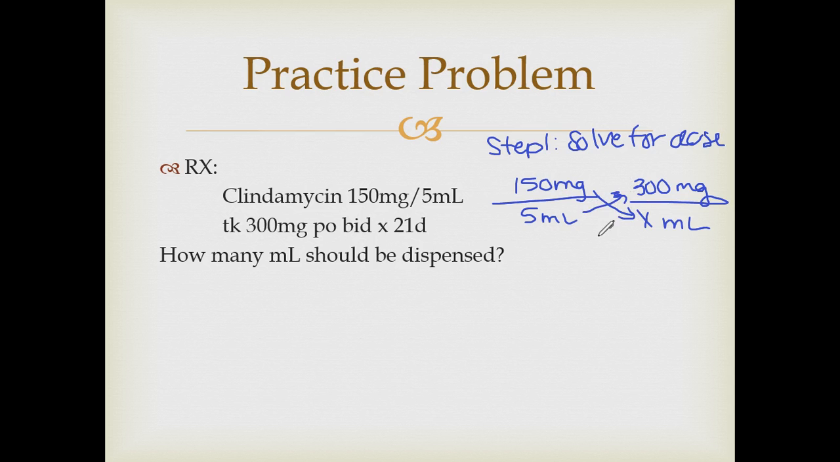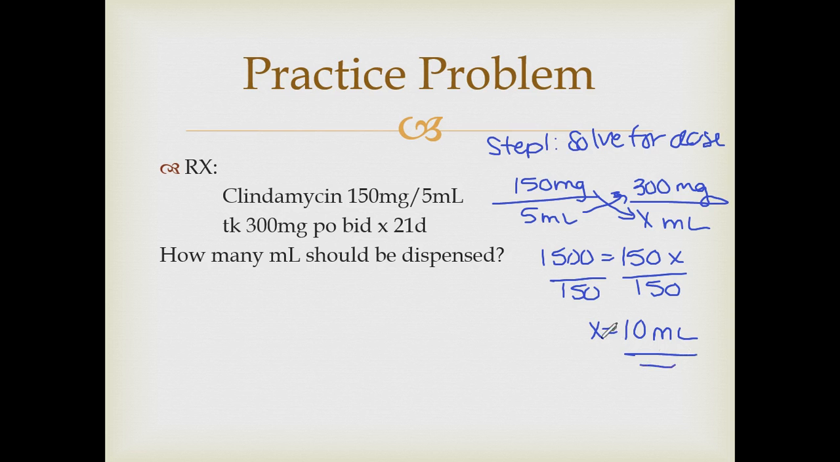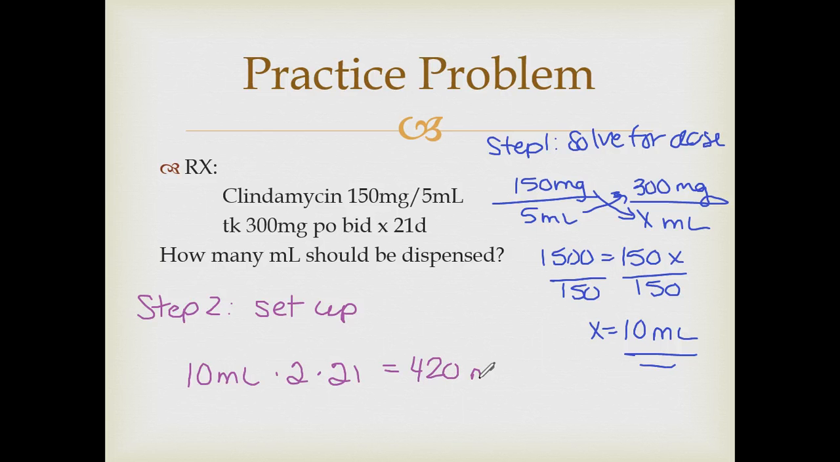I'm going to go ahead and cross multiply, and I have 1,500 is equal to 150x. I'm going to divide both sides by 150, and I come out to x is equal to 10 mLs. Step 2, I'm going to set up my equation and solve. So I have my dose of 10 mLs at 2 times a day for 21 days. So 10 times 2 times 21 will give me a quantity dispensed of 420 milliliters.